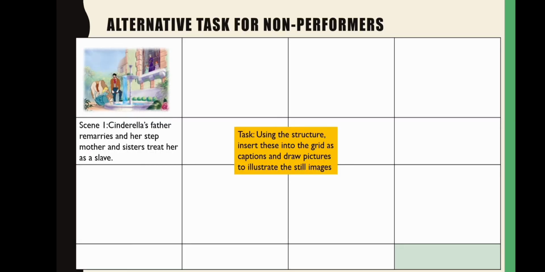If you are a non-performer, copy this grid into your book. Draw images showing what is happening in each scene. Then use the structure to put them as captions underneath the pictures.